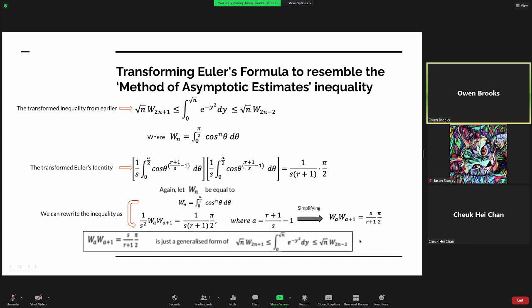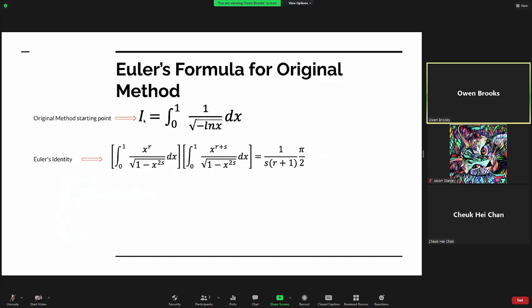So this Euler's form is basically just a generalized version of this asymptotic estimates version here. So that's where Euler's formula comes from. And now we're going to show how we use it to solve. So we have Euler's identity here, and just note that that was the original version, not the transformed version.